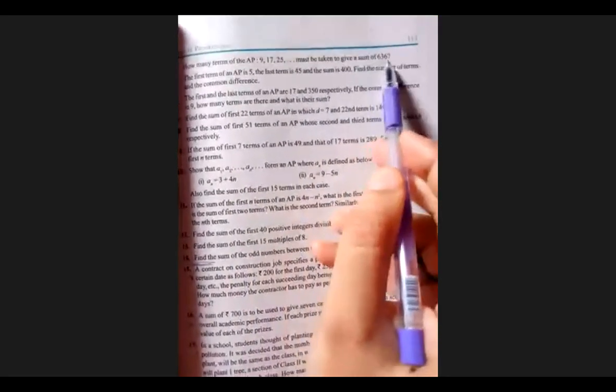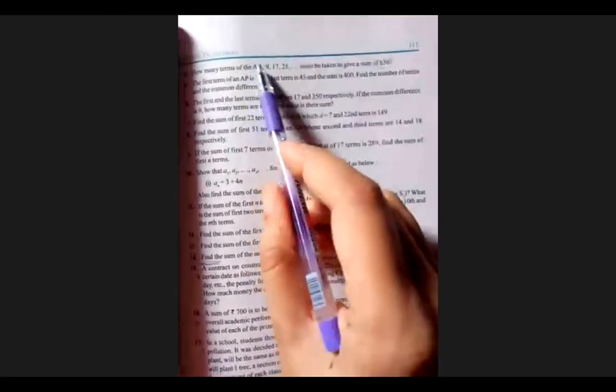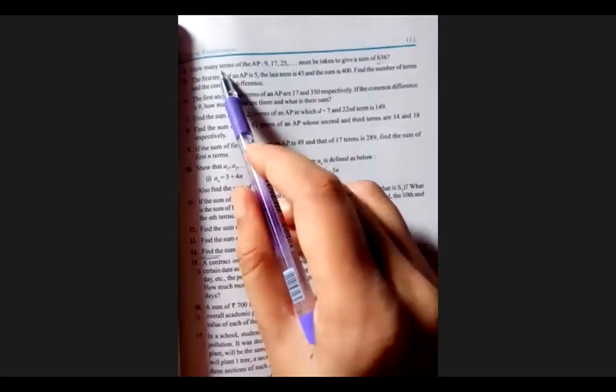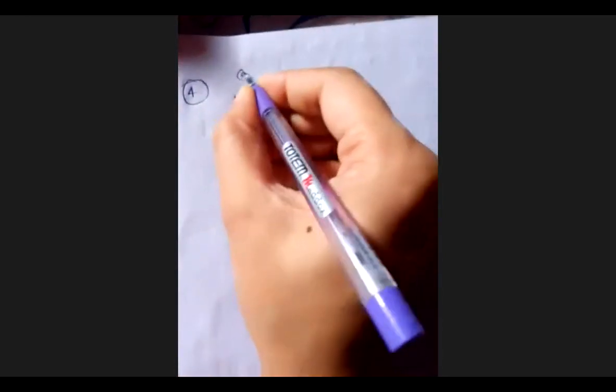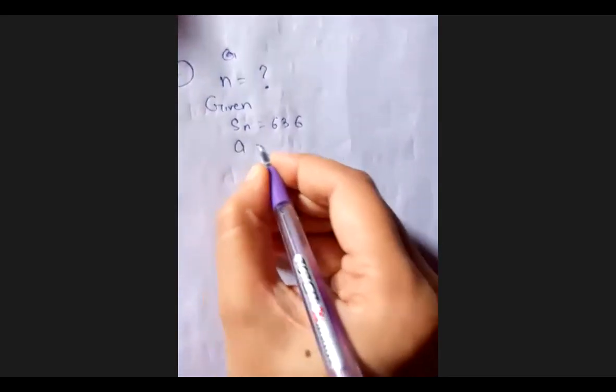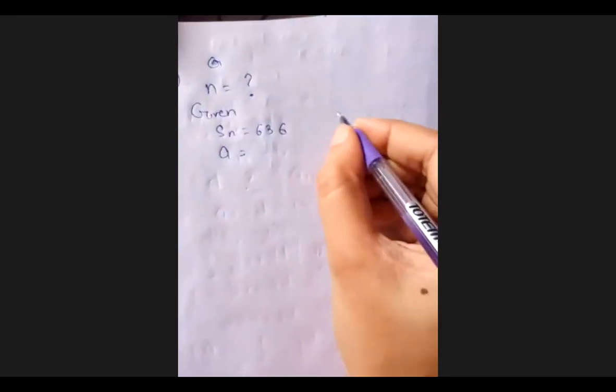I'm showing you the question. How many terms of this AP must be taken to give us sum of this? It means this is your sum, Sn. This is your A. Your D is, you know that 17 minus 9, 8. We have to find n. So firstly, जो given होते हैं आप उसको लिखोगे. What is your given? Sn is given, which is 636. Your A is given. Your AP.